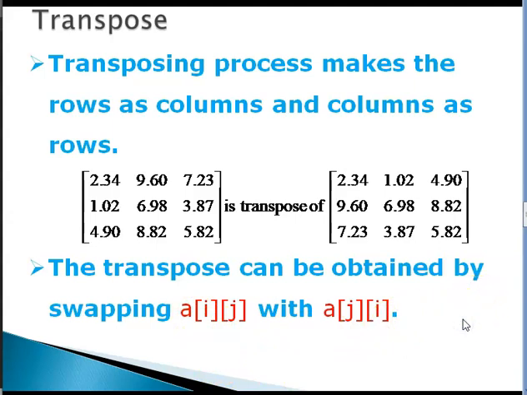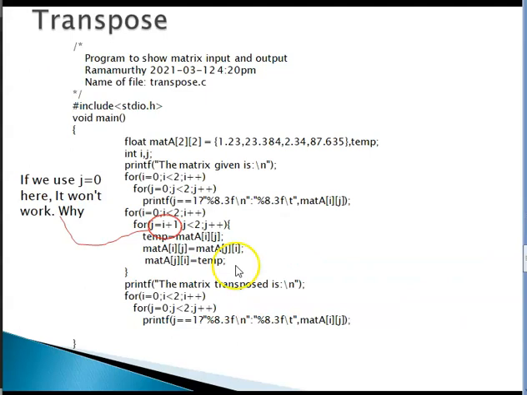Notice this problem very carefully and note that you need to use j is equal to i plus 1 here. This is the key point. Just like i is equal to 0, i less than 2, you cannot have j is equal to 0, j less than 2 here. That will not work. It will not give the transpose. I would encourage you to run this program, make j is equal to 0 and see what happens. Then you will understand clearly.